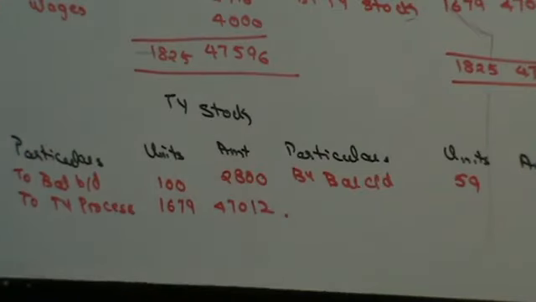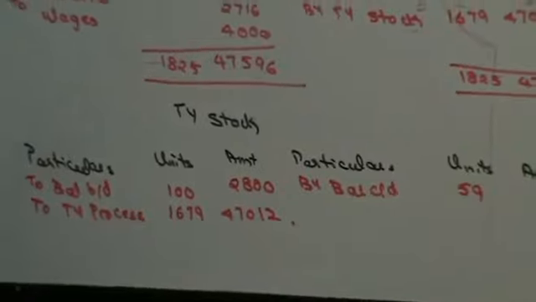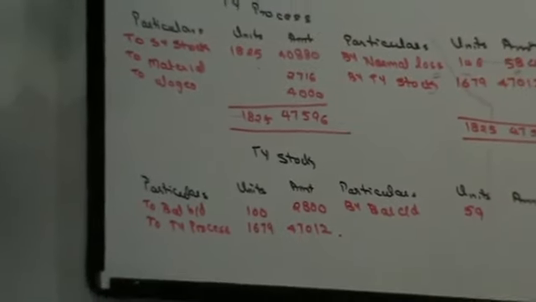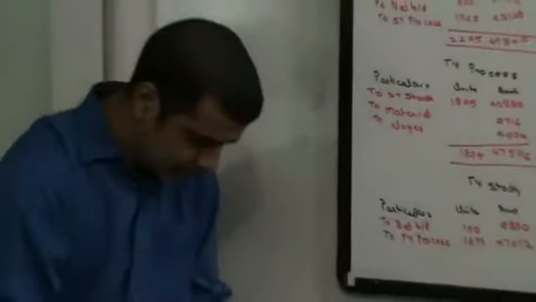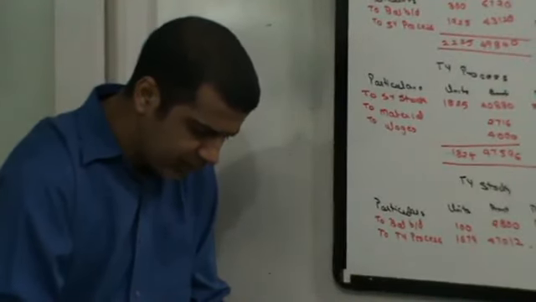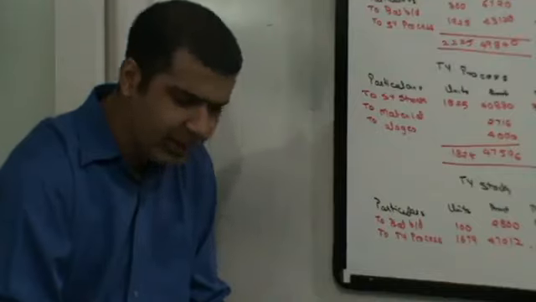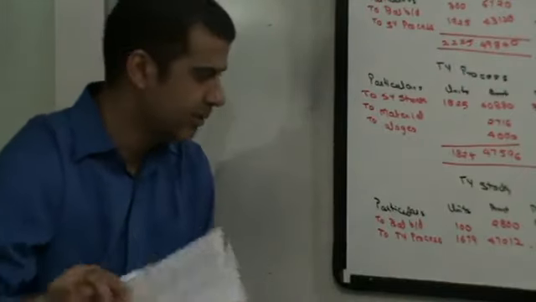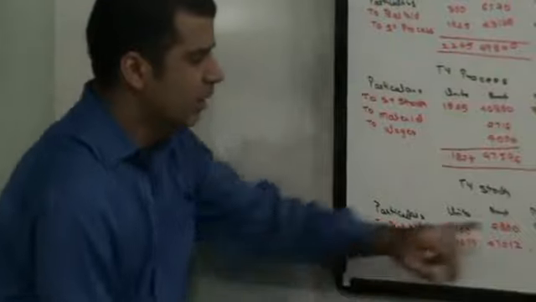Now, in the TY stock account, there is going to be a small difference, guys. In the sum, if you read the last line of the sum, they've said to find the costing profit where the sales of TY process are made at 40 per kg. Okay. Now, let's see this.